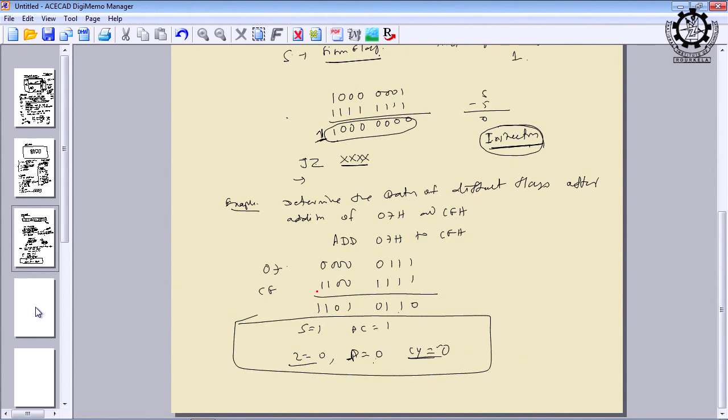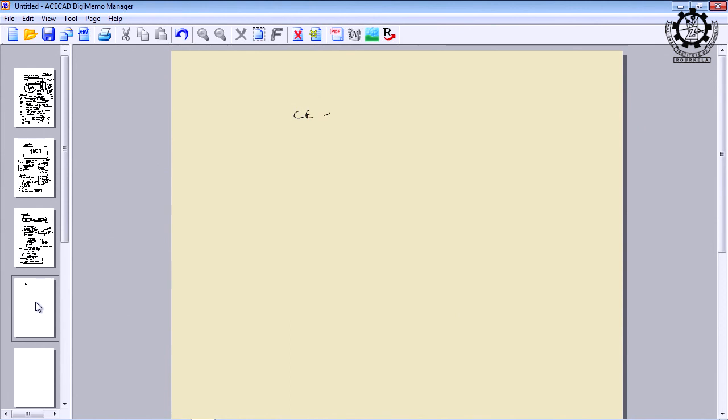So, likewise you can take a number of examples and from that you can show the status of each of these flags. I am giving an assignment: find out the status of different flags after addition of CH and 9BH. After adding C and 9B, what are the different statuses of the different flags?